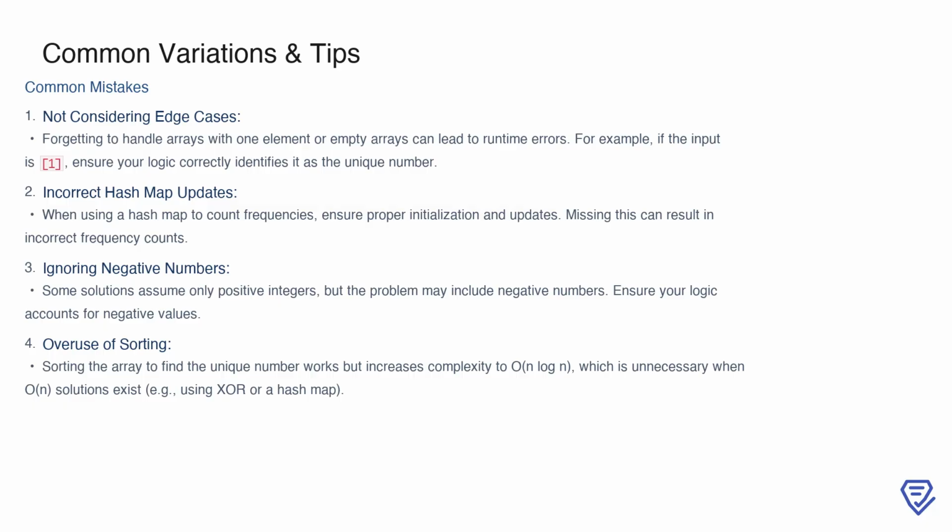When solving this problem, there are several common mistakes to watch out for. First, not considering edge cases can lead to runtime errors. For example, if the input array contains just one element, like 1, your logic must correctly identify it as the unique number. Similarly, forgetting to handle empty arrays could cause unexpected behavior.